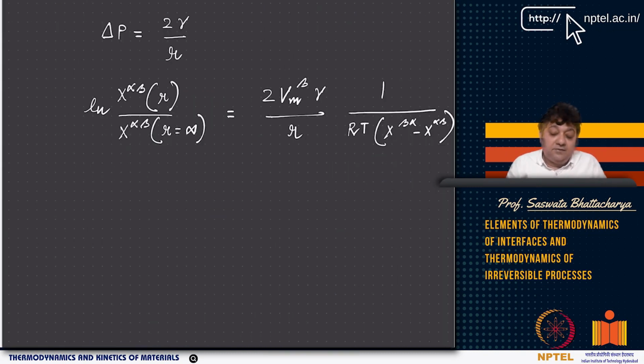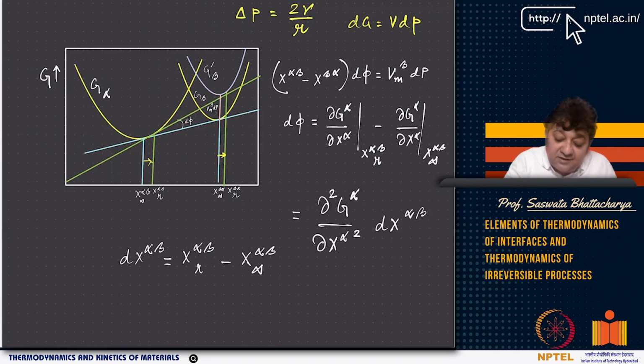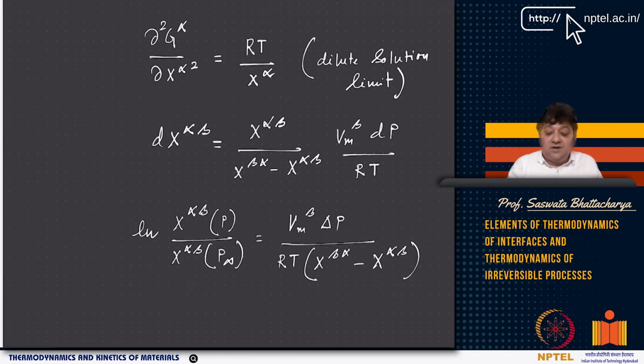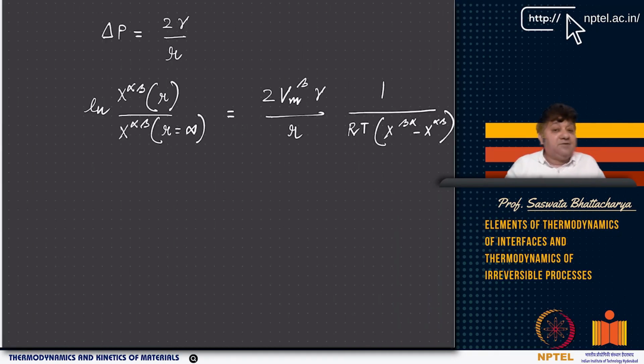I have derived it here, but you can also derive it on your own. You will finally see that delta P equals 2 gamma by R, and you are basically looking at the phase boundaries. If the equilibrium has shifted, the phase boundaries are also shifted. That's all I want to tell, and you can actually apply these ideas in multi-component systems.